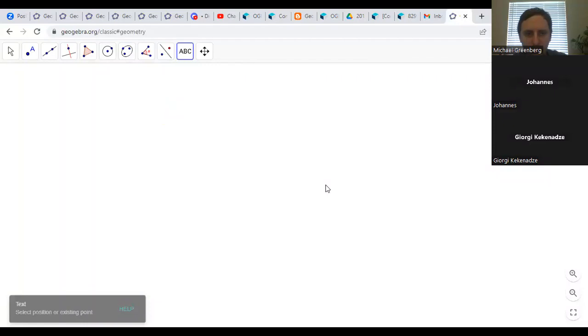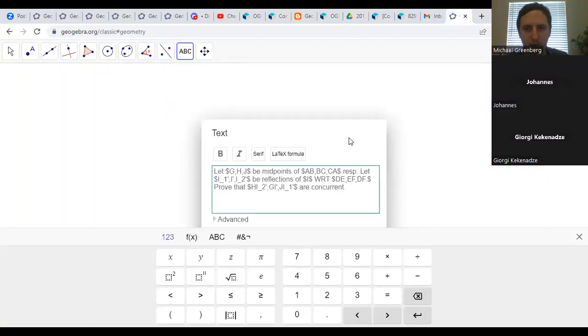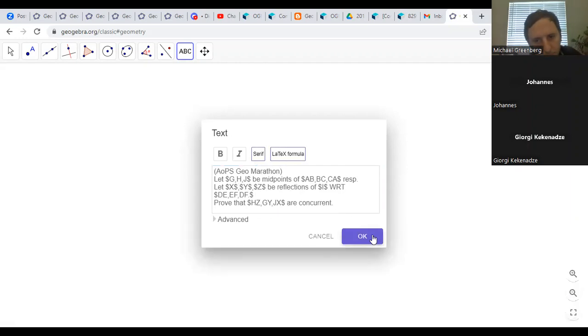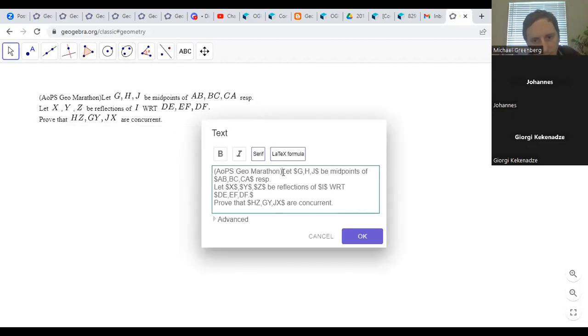Let's see. What if I call these X, Y, and Z instead? So I feel like that would make me feel a little better. So I1 prime is X. And then this I prime will say is Y. And I2 prime will say is Z. Okay. Let's maximize this.